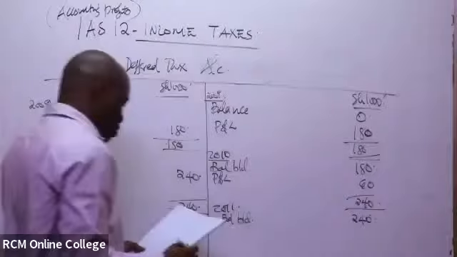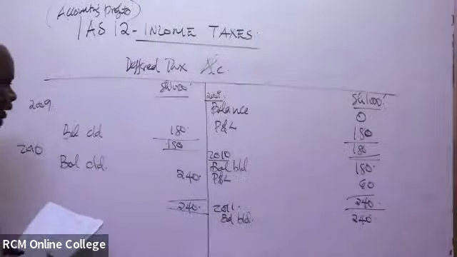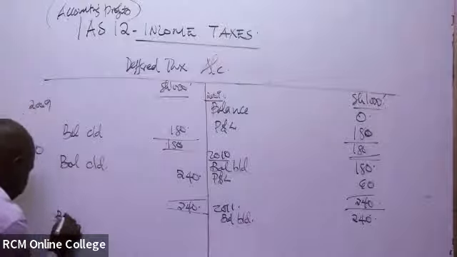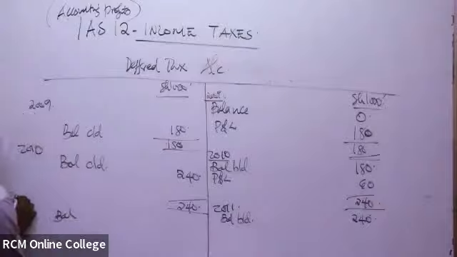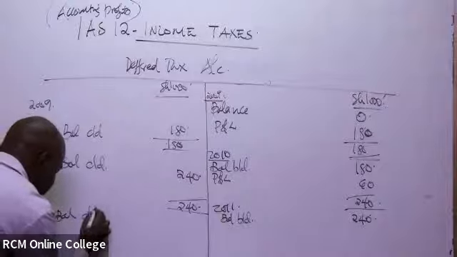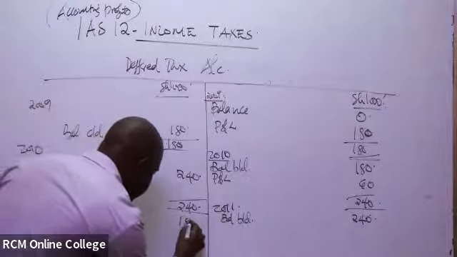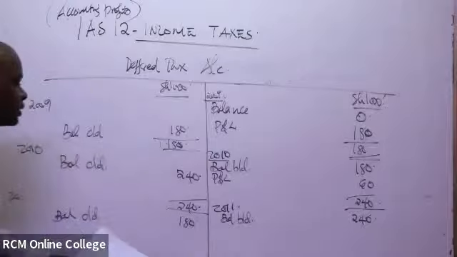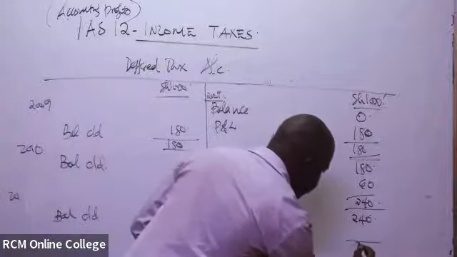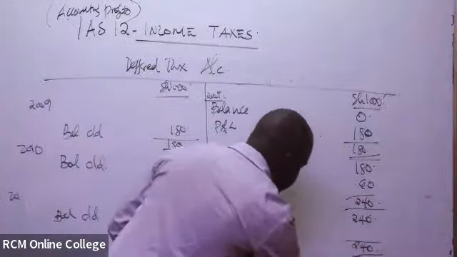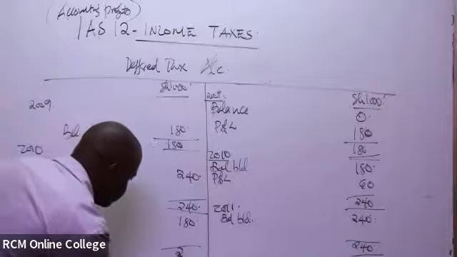240. But now that one, by the end of the year, the balance carried down was actually how much? It was 180. So the balance carried down for 2011 was actually 180. So you can see now in this case, the difference is actually on the debit side. So it means that this side is actually more, that is 240.